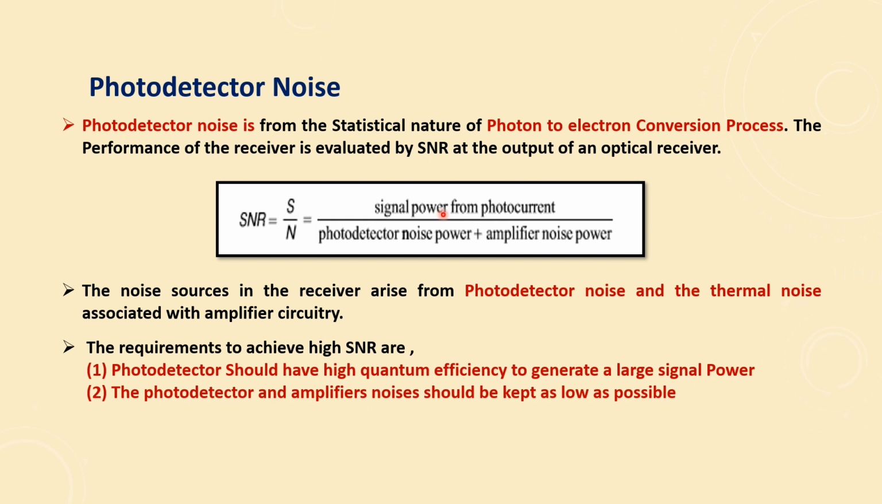The noise sources in this receiver arise from the photodetector noise and the thermal noise. The amplifier noise is also called thermal noise, or in other words, Johnson noise.